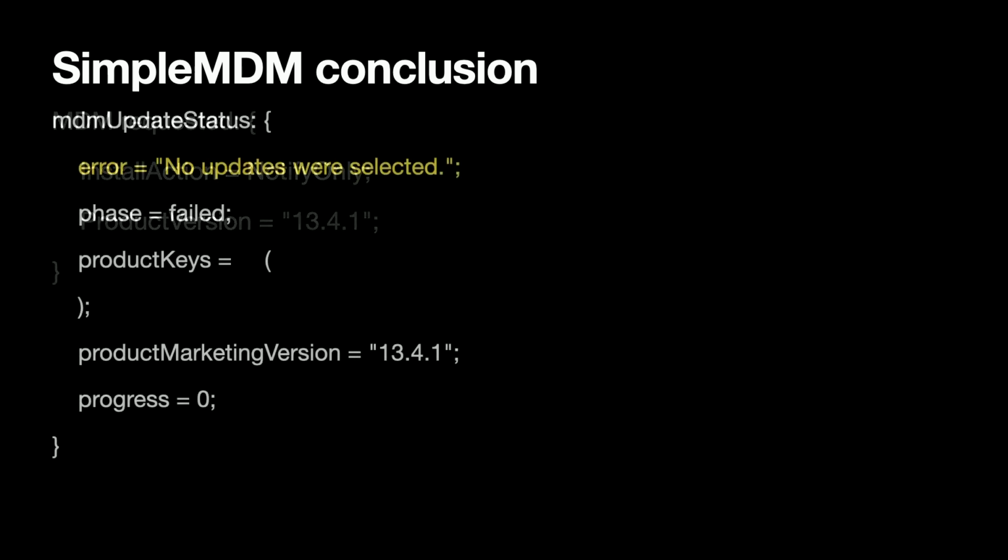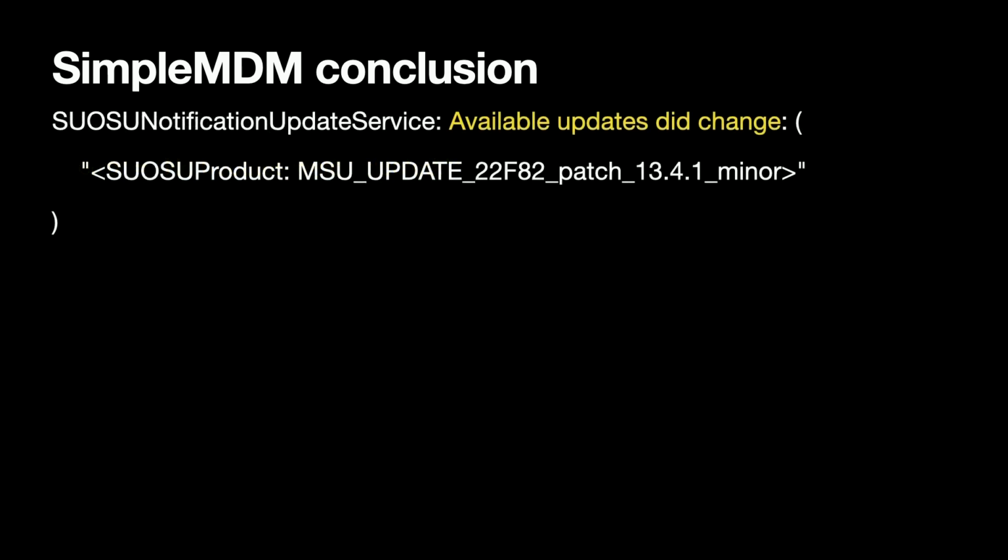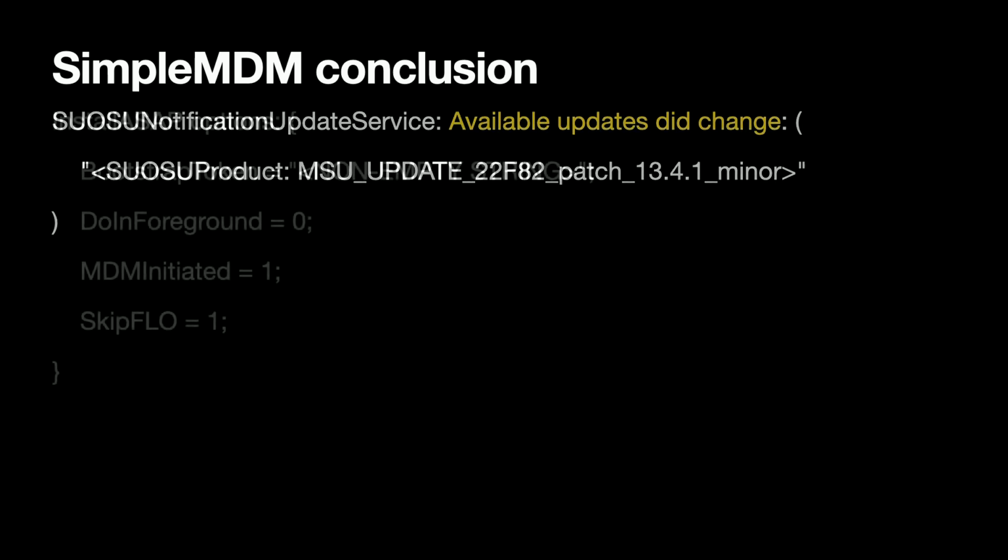But he also got an error that no updates were selected, which is a little weird because it told them what update to select. So maybe this was that problem where the client can't see updates and it got confused. Who knows? But a little bit later in the logs, we saw that available updates did change. They did. So maybe it went and scanned and discovered, maybe it was a CDN problem. Maybe it was offline. Who knows? It finally figured out that there was an update available.